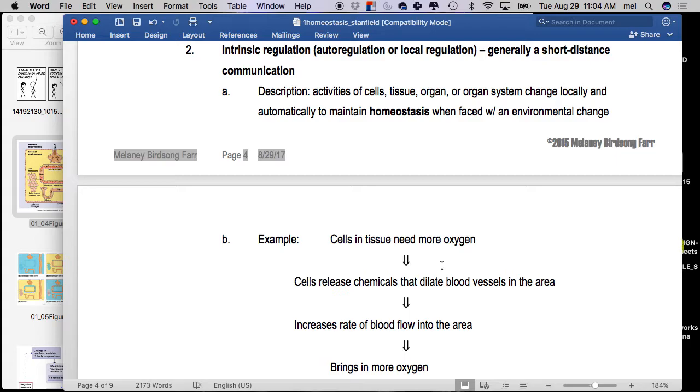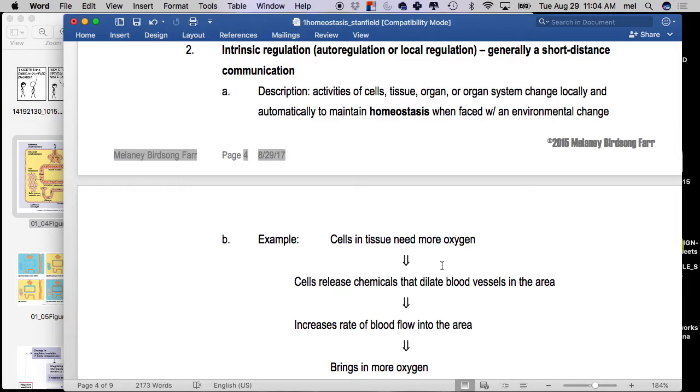So here's what happens. The liver needs oxygen, and what it does is the liver cells, as soon as their oxygen level starts to fall, will release chemicals locally that will cause local arterial dilation. How does that solve the problem?